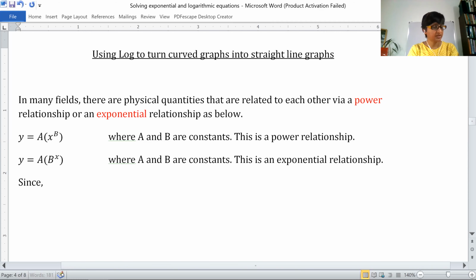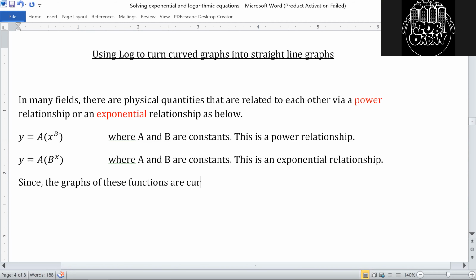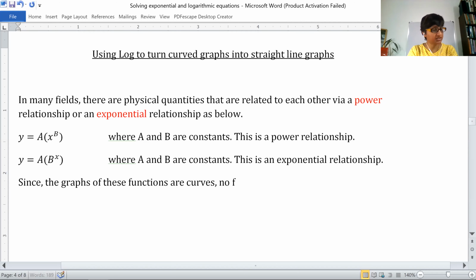Since the graphs of these functions are curves, no feature of the graph enables us to calculate or find the constants A and B.